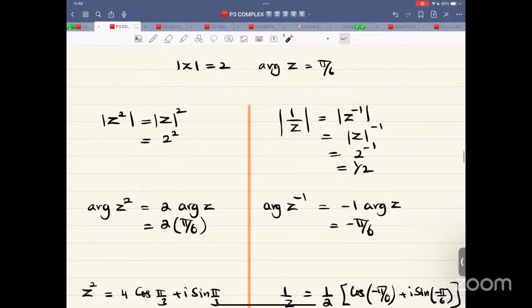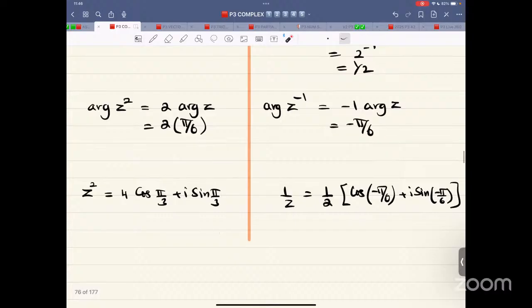If you expand it, you get the Cartesian form. The power rule: modulus of Z is 2, argument of Z is pi by 6. Z squared modulus is modulus of Z squared. Argument of Z squared is 2 times argument of Z. 1 over Z is Z raised to the power of negative 1. Its modulus is modulus of Z raised to the power of negative 1, which is half. It's not negative, it's indices. Argument of Z raised to the power of negative 1 is negative 1 times argument of Z, negative pi by 6. Z squared is written this way, 1 over Z is written this way.